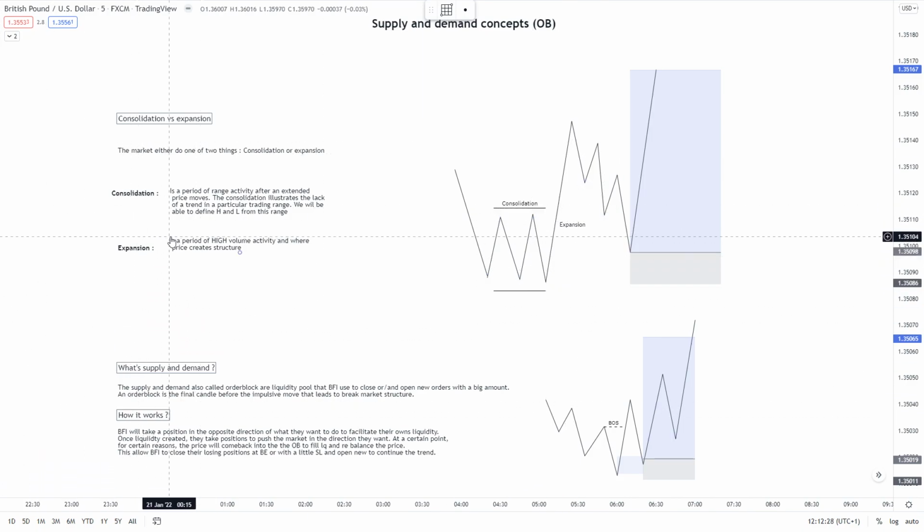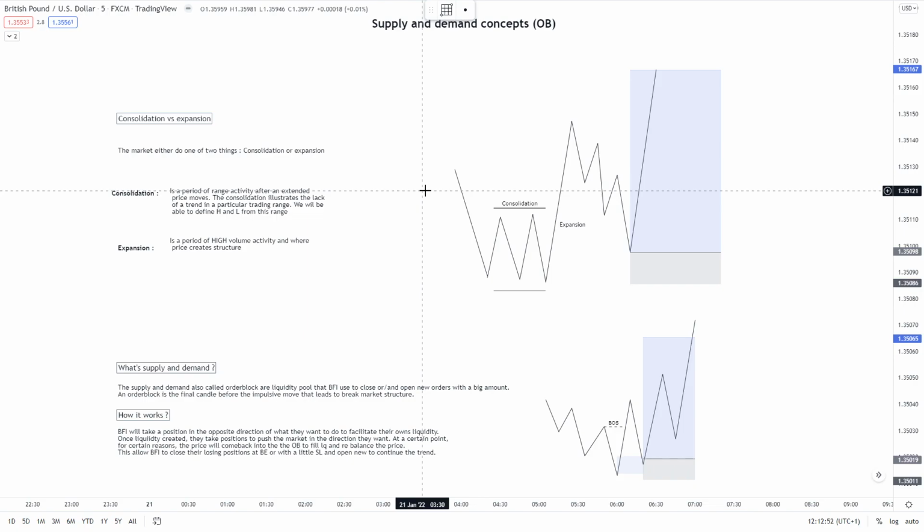The second is the expansion, and the expansion is a period of high volume activity where the price creates structure. So now that we know all of that, we will be able to see what's supply and demand and how it works.